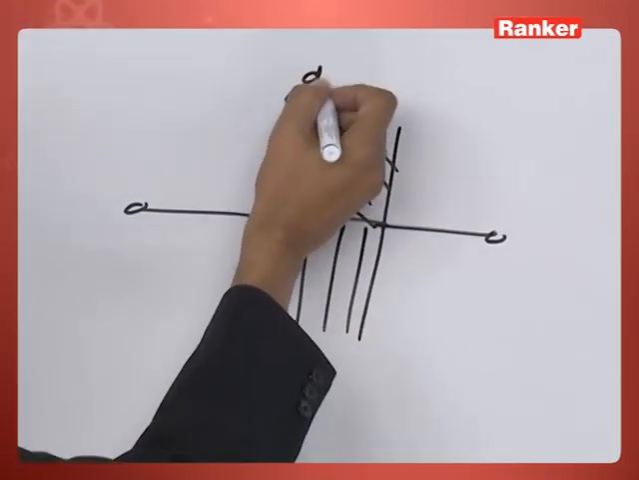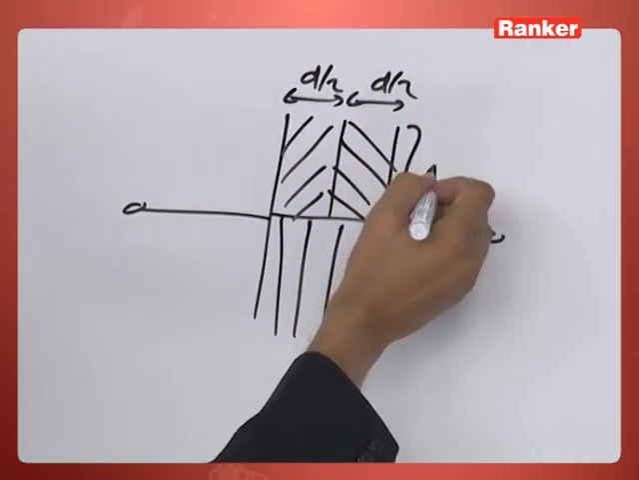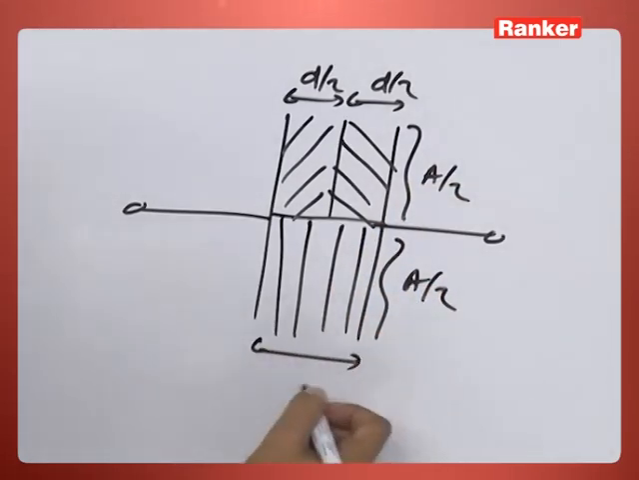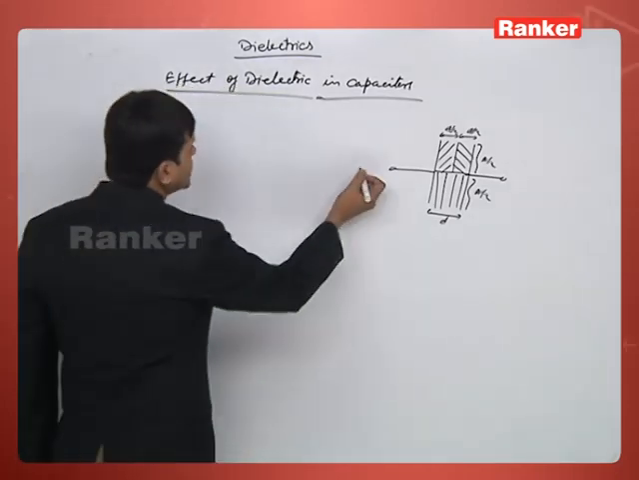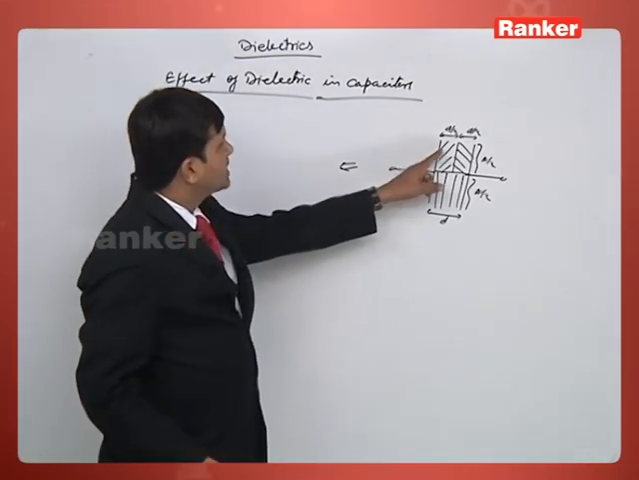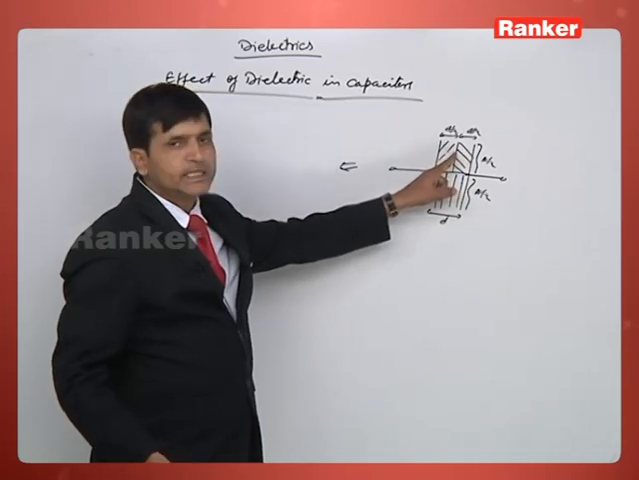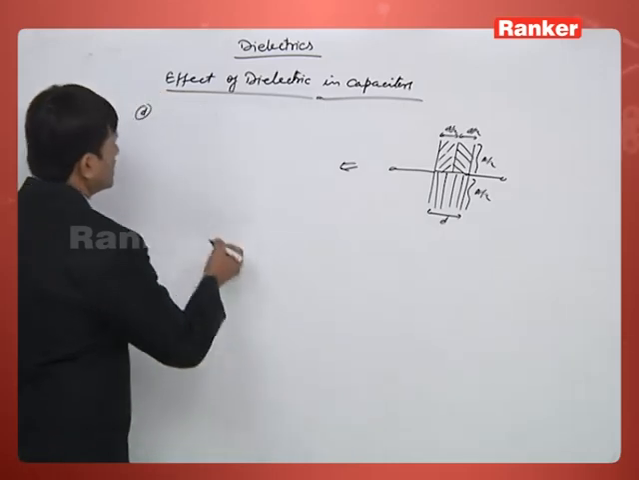This is your D by 2, this is D by 2, here area is A by 2, this area A by 2, and this is your D. Here, if this is the situation, now these two can act as two capacitors in series, this is another capacitor, and this combination are in parallel like this.